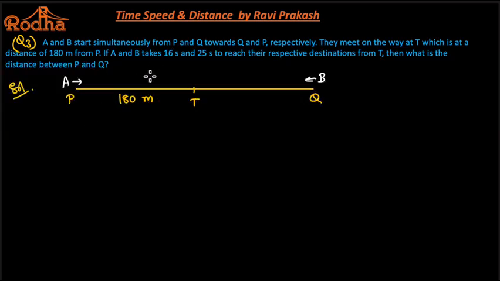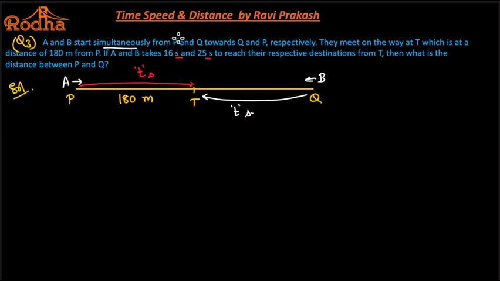If A and B take 16 seconds and 25 seconds to reach their respective destinations from T. So basically the same thing has happened again here. A will be coming from this point to this point in T seconds, because the time is in seconds here. And B will be coming from this point to this point again in T seconds, because both have started simultaneously, so the time will be the same.